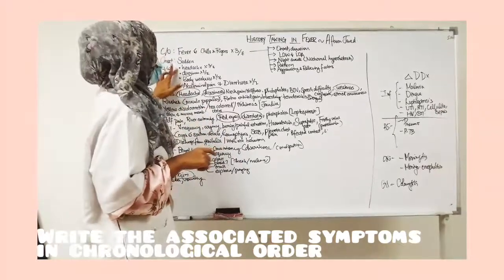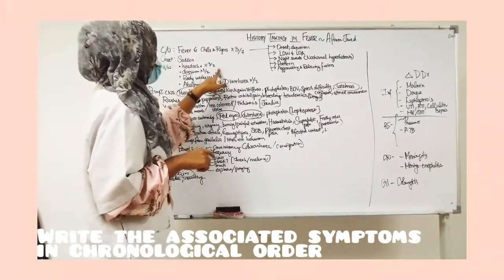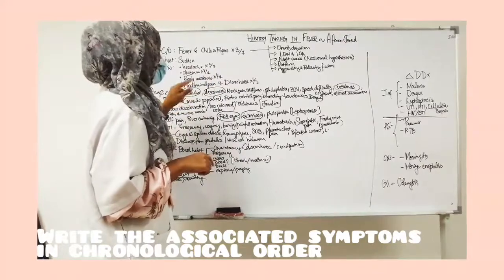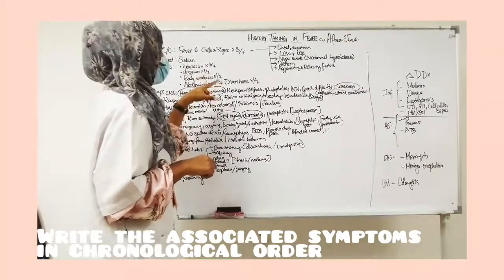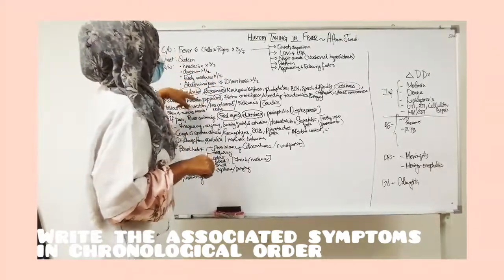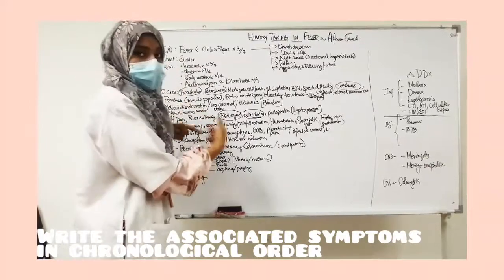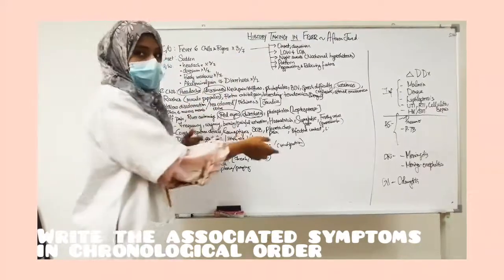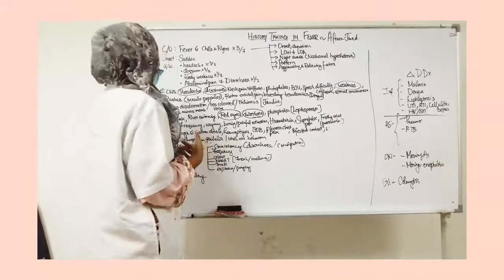For example, my patient had headache for 3 days, dizziness, body weakness, and abdominal pain with diarrhea for 1 day after that. So write in chronological order, and later you will relate to the questions you asked to rule out the differential diagnosis which we just spoke about.